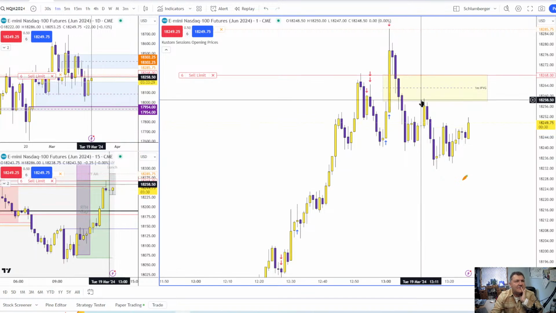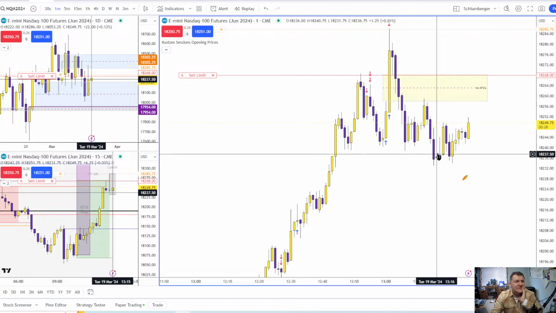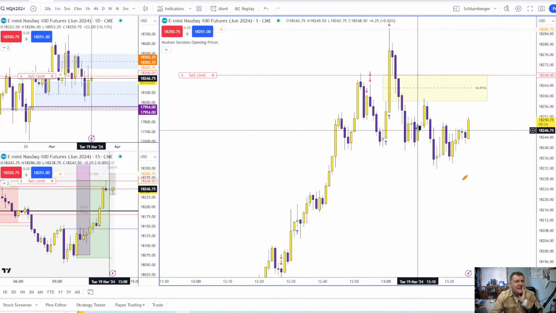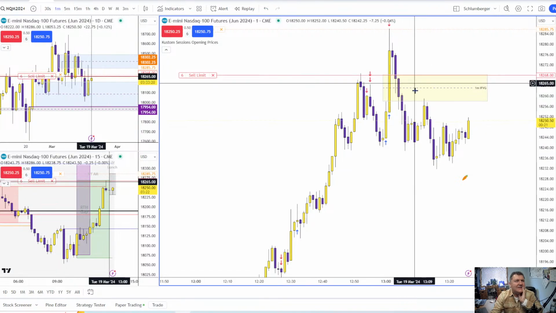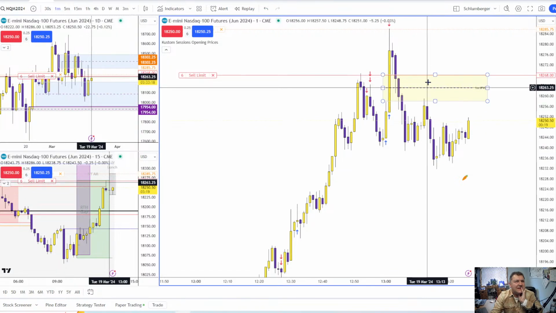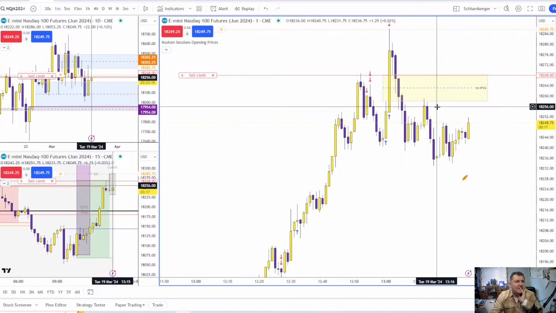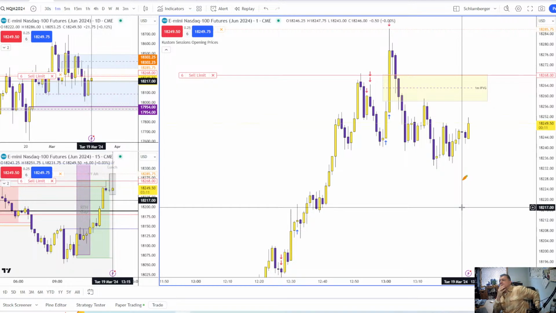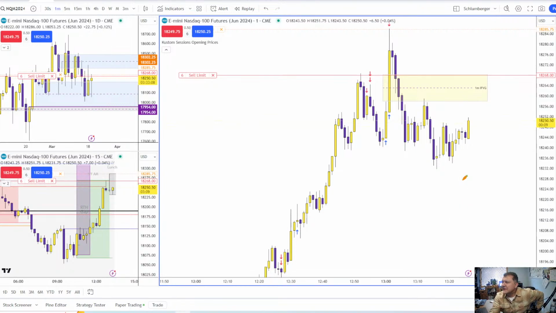If it does, great. If it doesn't and continues down, oh well. But I got some money out right away, and I'm using that to buffer any potential loss I could take in here if it goes through me. What do you guys think? What do you think of that idea? I like that idea. I think I might try to incorporate that.